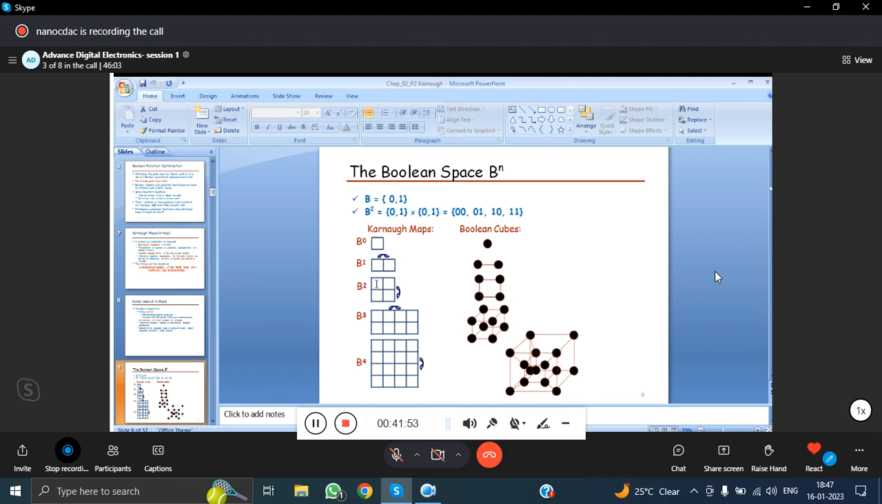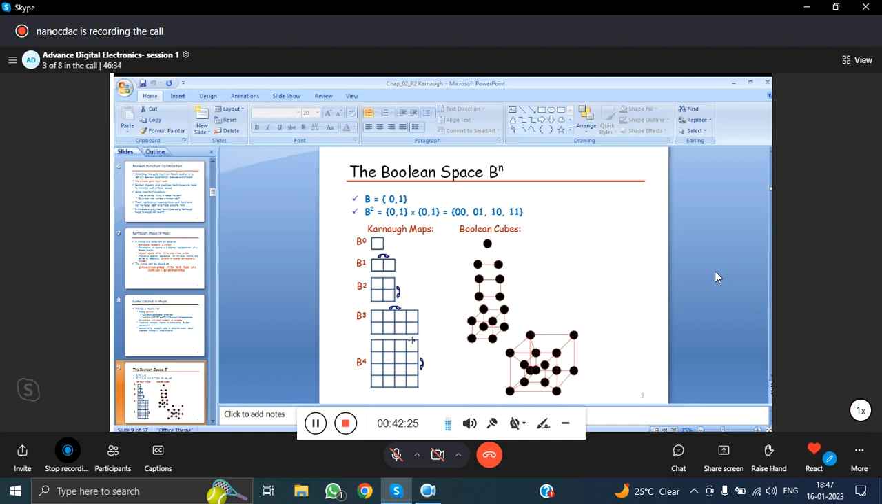Here B^2, which is representing 4 squares. Here it is nothing but 4 dots, represented with 4 corners. B^3 is the 3 variable KMap. It has a total of 8 cells. This is the Boolean cube, which has 8 corners.